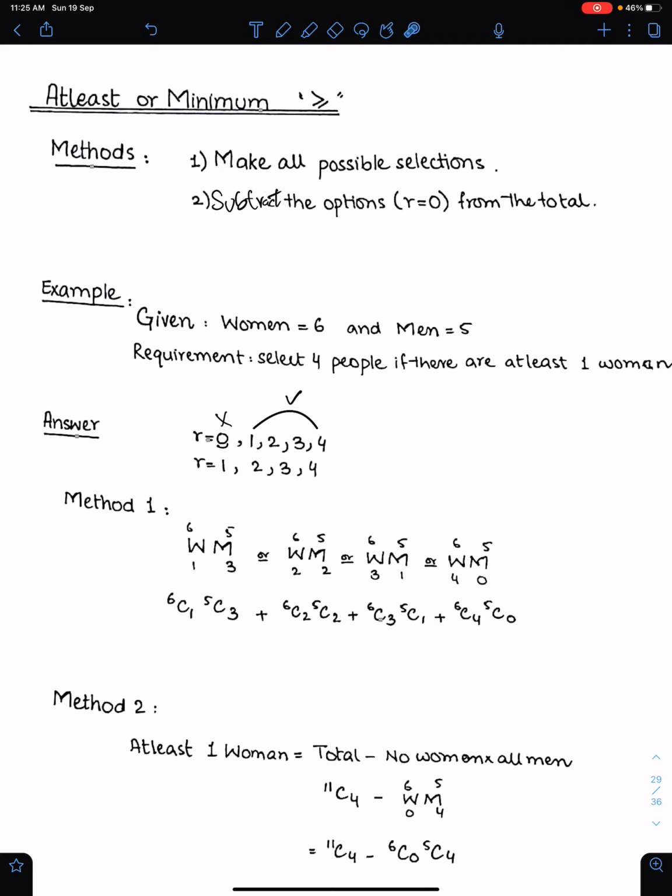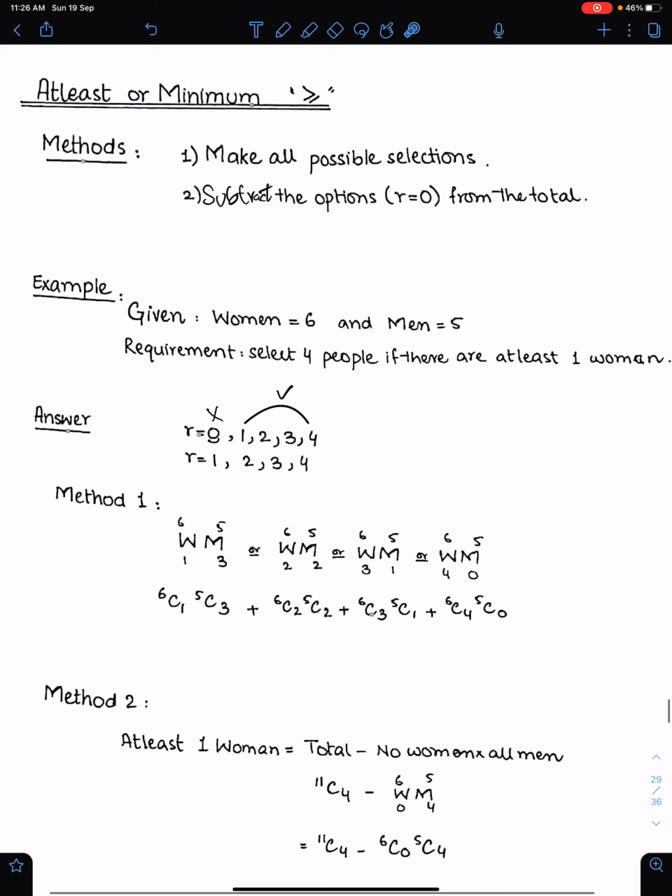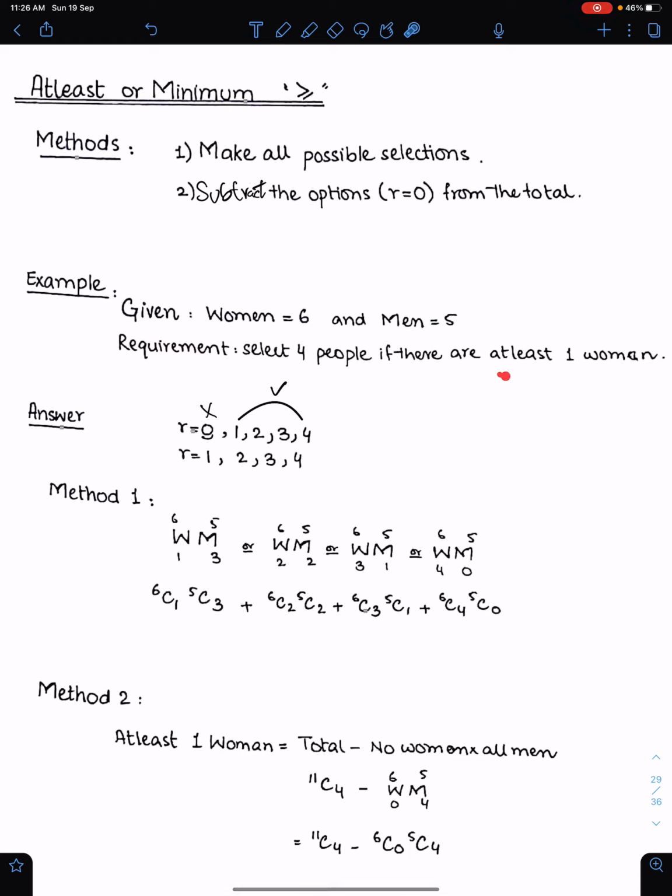Methods. There are two methods to solve these types of questions. Number one, make all possible selections. Number two, subtract the options which are not required from the total. Example, given there are 6 women and 5 men, we have to select 4 people if there is at least one woman. So, at least one woman means, according to method number 1, we can have one woman with 3 men, because altogether we have to select 4 people. Then 2 with 2, 3 women with 1 man, and 4 women with no man. So this is method number 1.